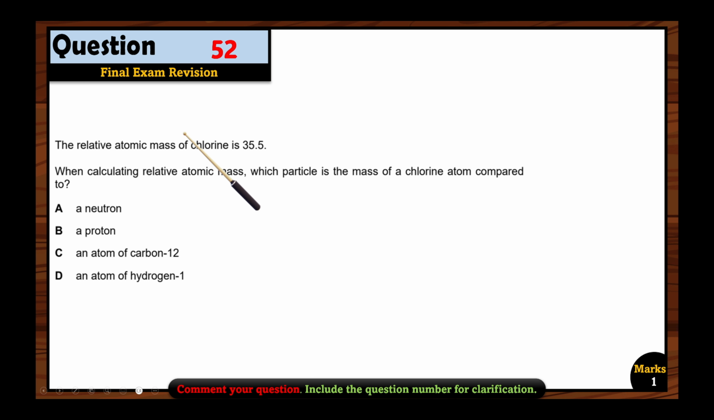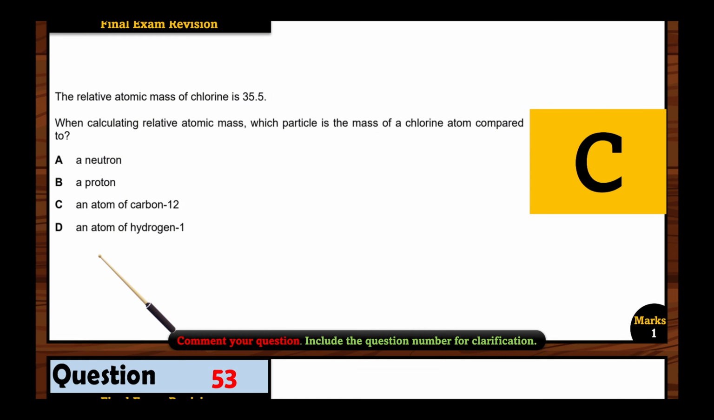Question 52. The relative atomic mass of chlorine is 35.5. When calculating the relative atomic mass, which particle is the mass of a chlorine atom compared to? This is actually the definition of relative atomic mass. In our periodic table, it has been calculated by comparing with the carbon-12 atom, right? An atom of carbon-12. Everyone knows this one. So option C is correct.